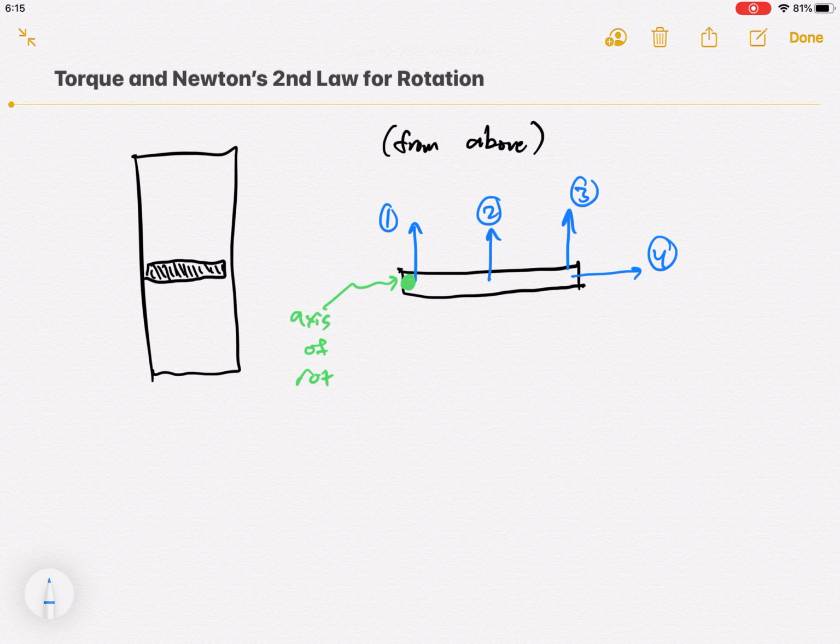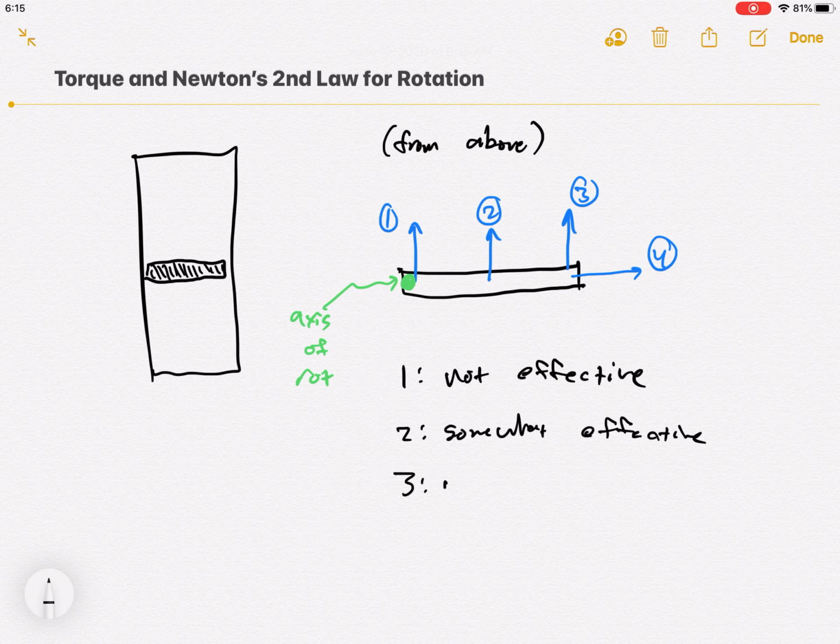Even though these are all the same force, the effectiveness of these, you can say 1, not effective. Right? If I push at the hinge, I am not going to rotate the door, and I'm going to hit my head against the door and look like an idiot. And that's okay. It happens. If I push at 2, I can call that somewhat effective. If I push at 3, this is maximally effective.